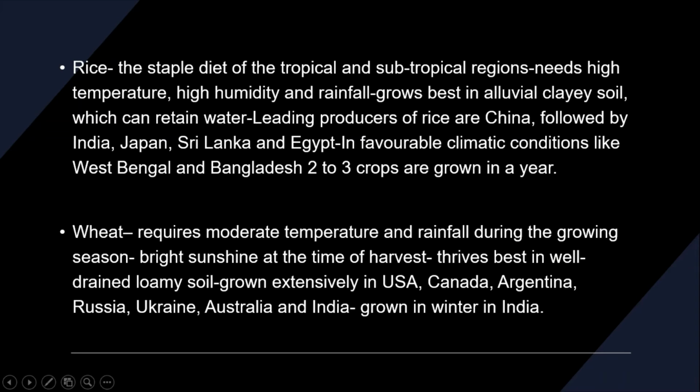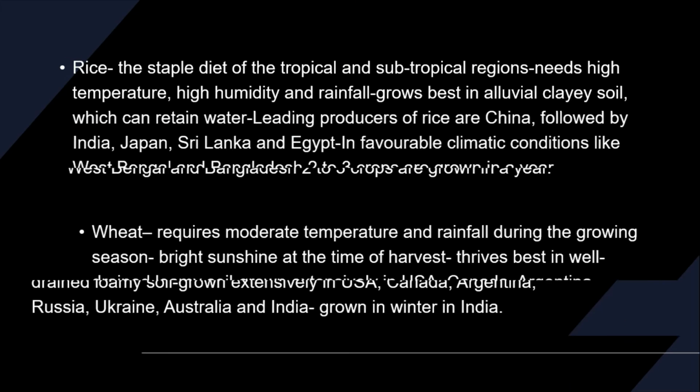Wheat. Wheat requires moderate temperature and rainfall during the growing season. Bright sunshine at the time of harvest. Thrives best in well-drained loamy soil. Grown extensively in USA, Canada, Argentina, Russia, Ukraine, Australia and India. Grown in winter in India.